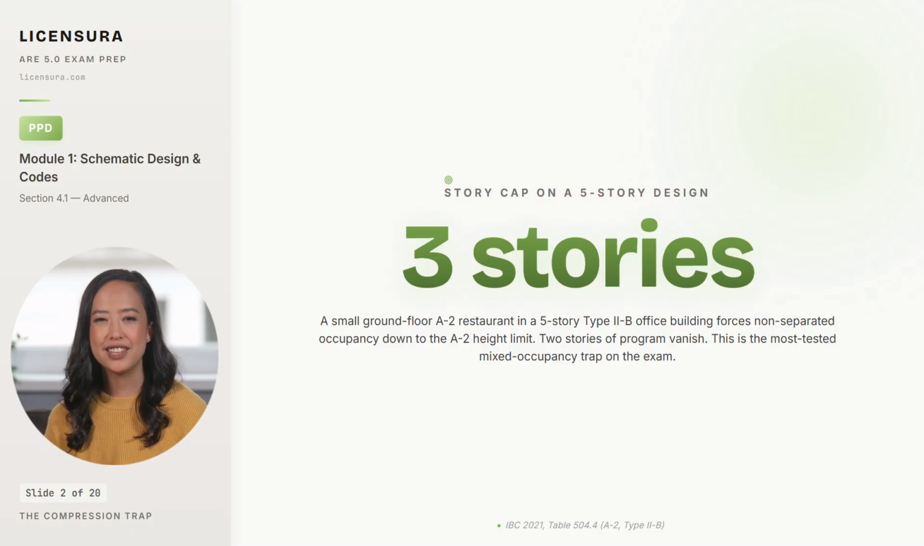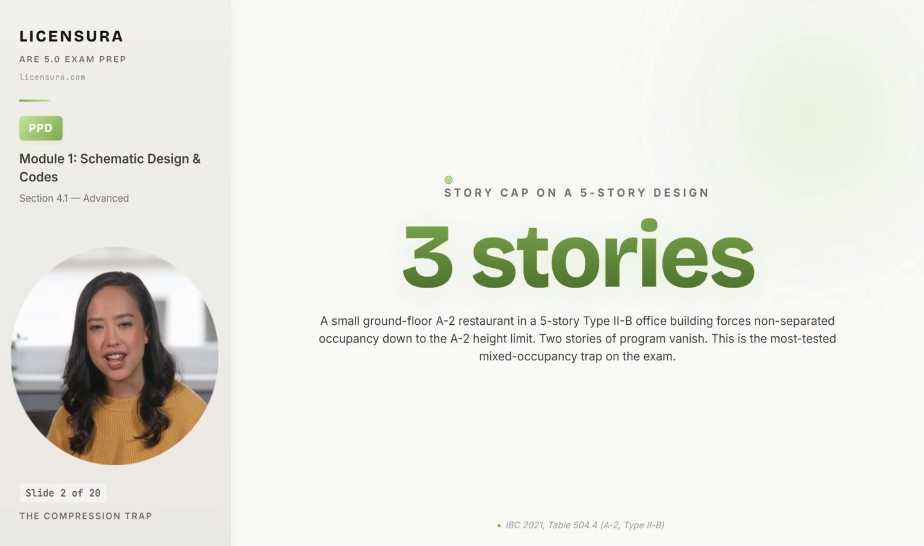NCARB writes this scenario deliberately because most architects fixate on the dominant occupancy, see business, and assume B limits apply. The most tested mixed occupancy trap on the exam is exactly this geometry, and miss it and you fail the exam item. The fix is either to separate the A2 with a fire barrier, buying back the B height limit on the rest of the tower, or to relocate the A2 entirely. Either move is cheap compared to redesigning 2 floors out of a permitted scheme.